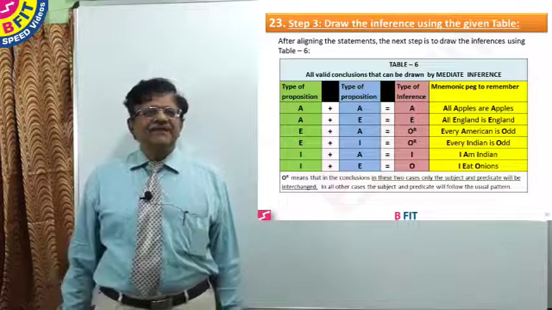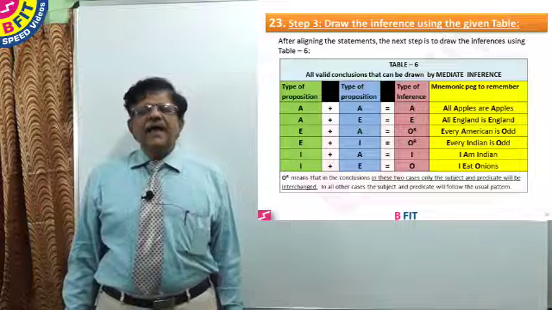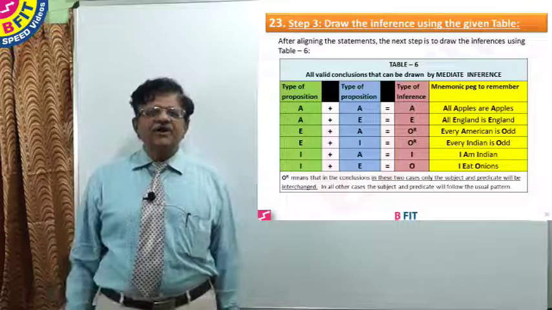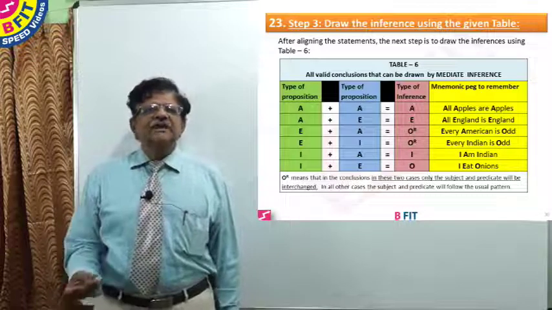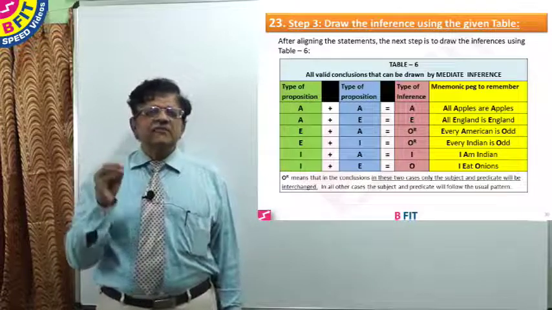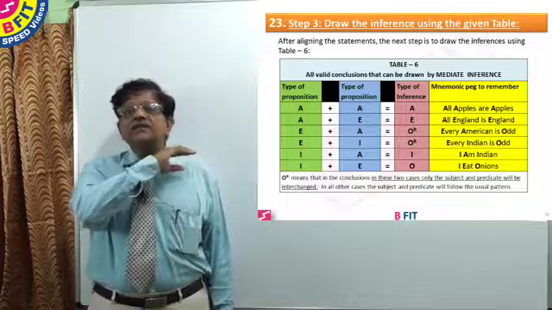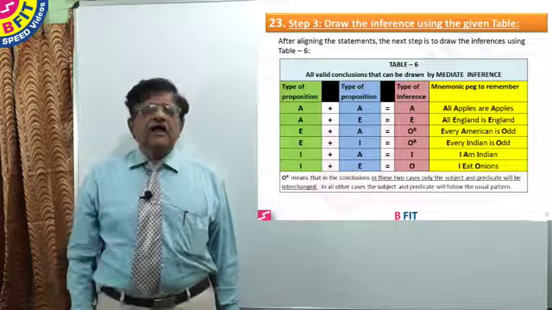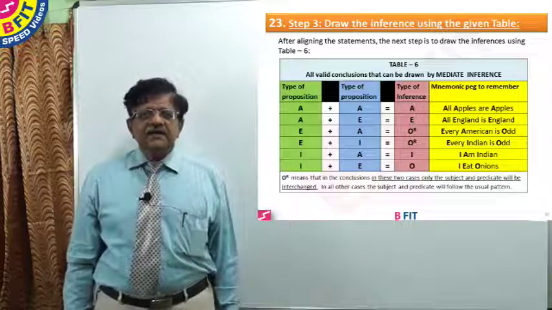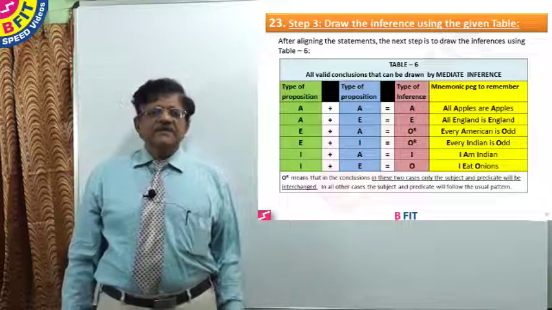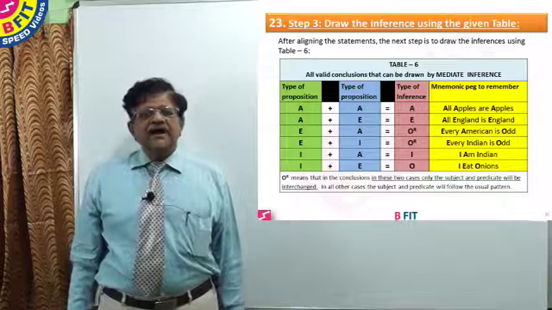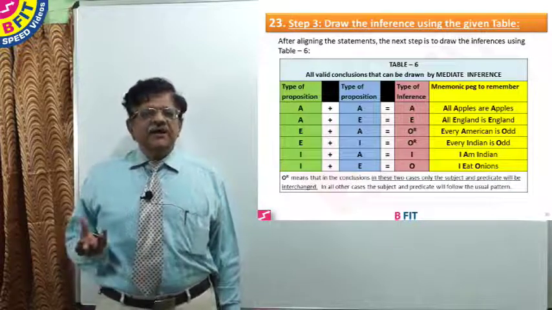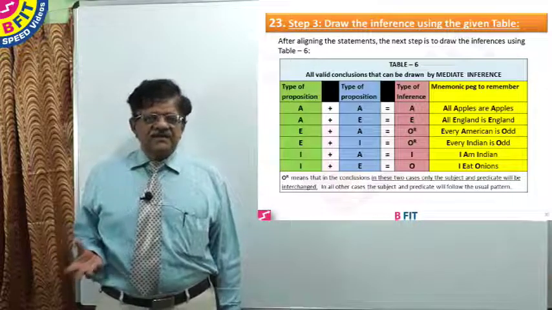Then I plus A is equal to I: I am Indian. I plus E is equal to O: I eat onions. Now a lot of politics is going on in onions, so you can just simply remember. There are only 6 statements. If you remember these 6 statements, you know all the valid mediate inferences that can be drawn. All apples are apples. All England is England. Every American is odd. Every Indian is odd. I am Indian and I eat onions. These are the 6 statements which you can simply remember by these mnemonic devices.